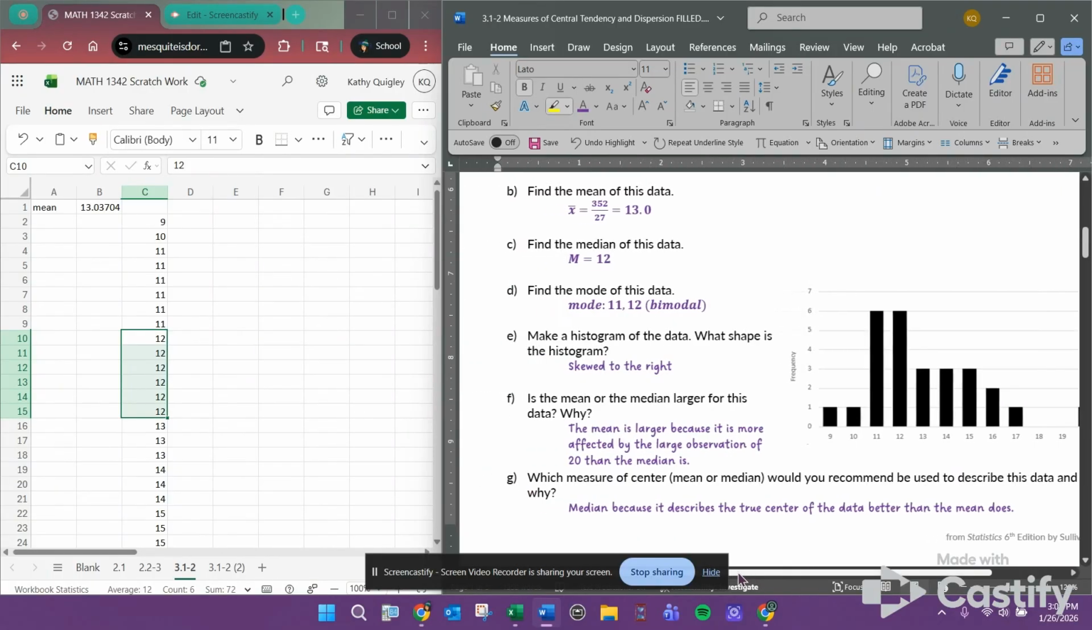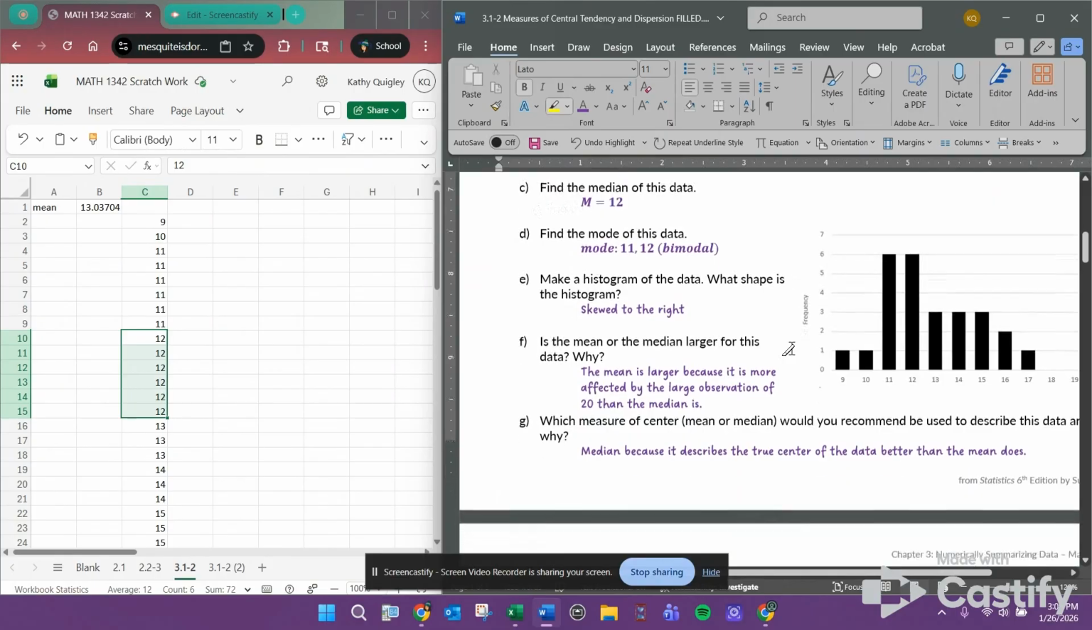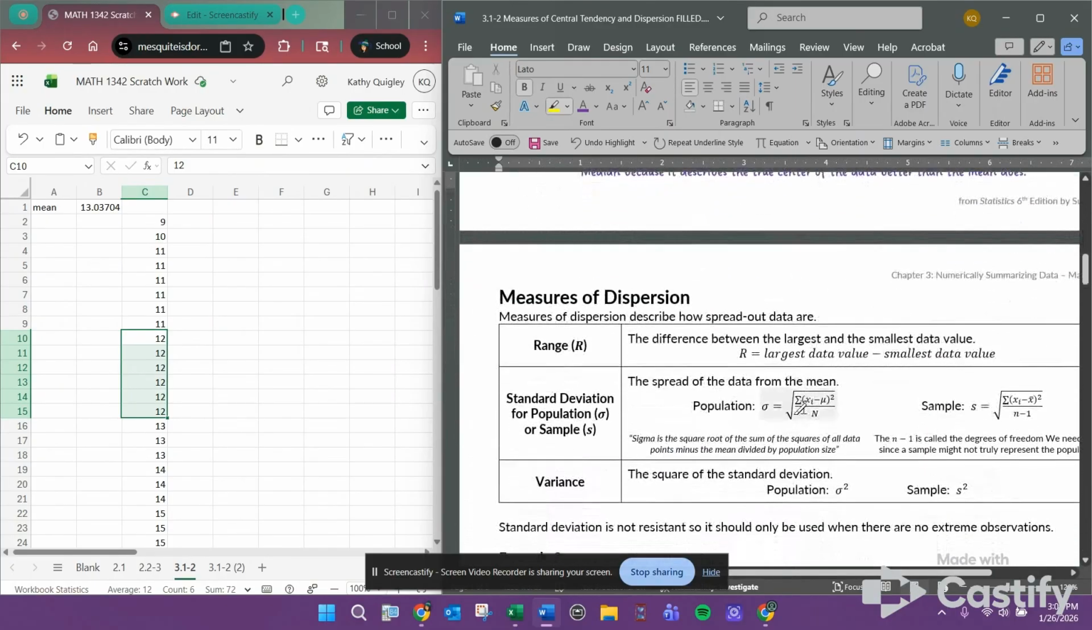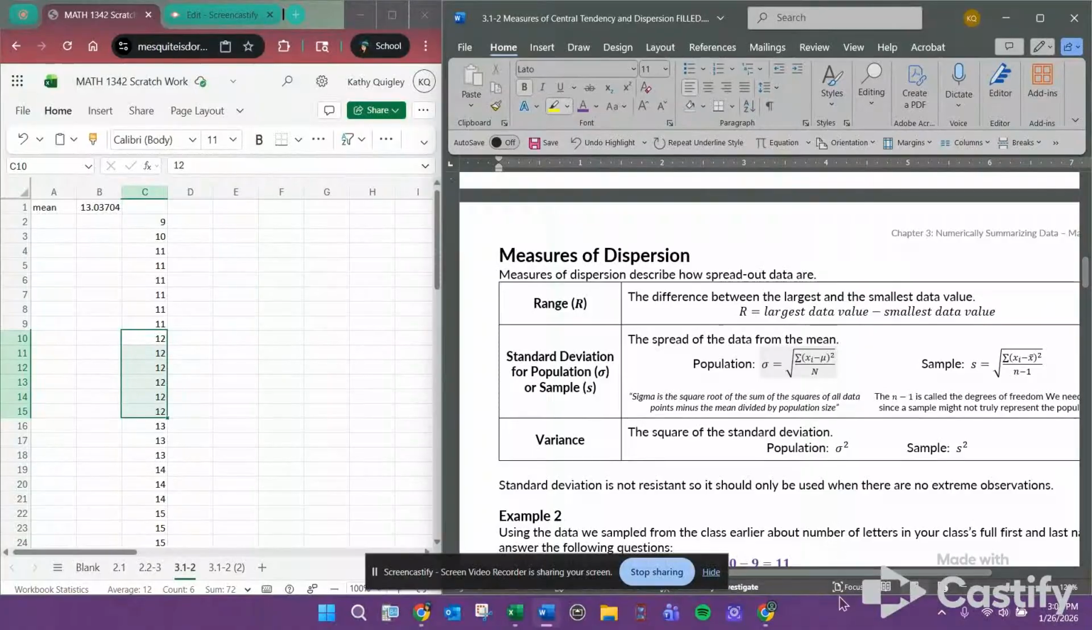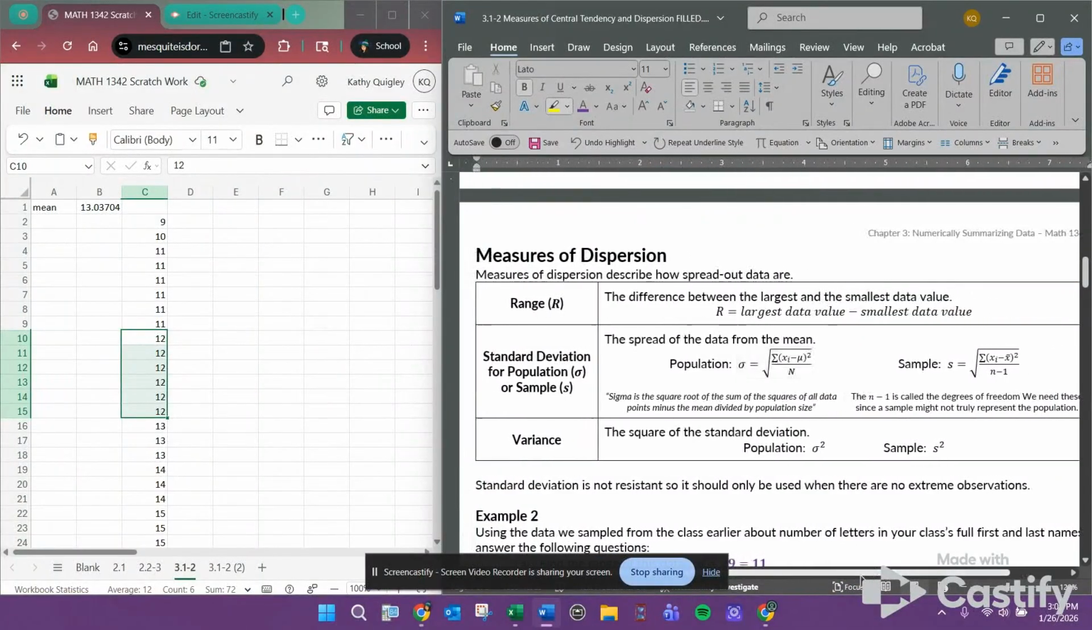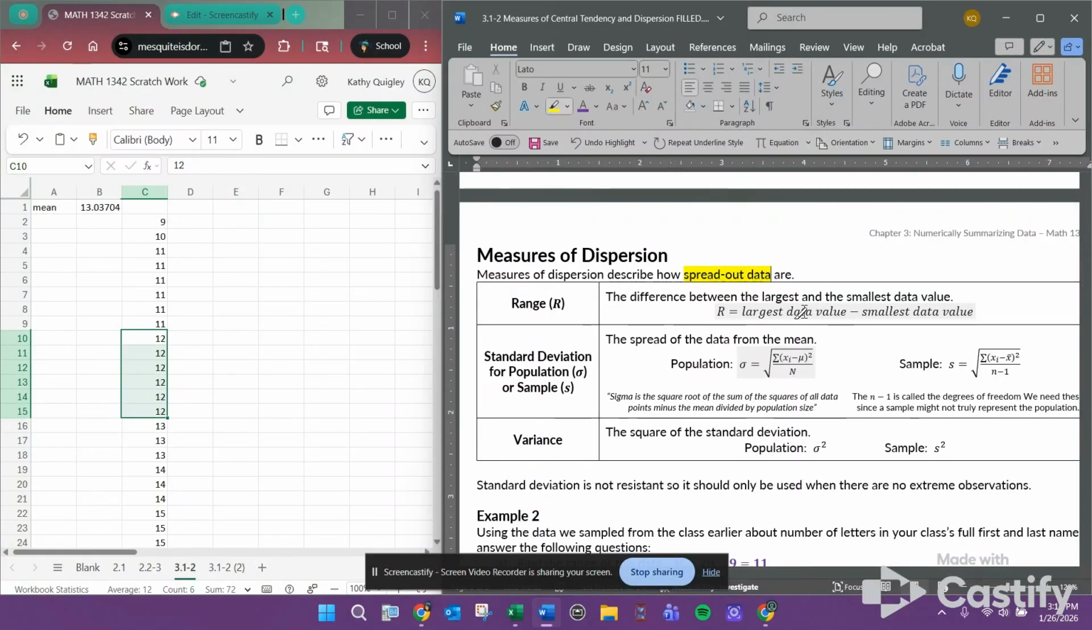Now, we don't just need to use central tendency to describe our data. We can also use measures of dispersion. You might not have ever used this word before, but this is really just telling me how spread out the data is, how spread out the values are. The first and probably easiest measure of dispersion that you're used to is called the range, which is taking the largest data value minus the smallest data value.